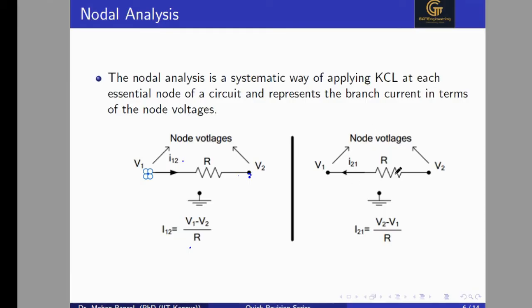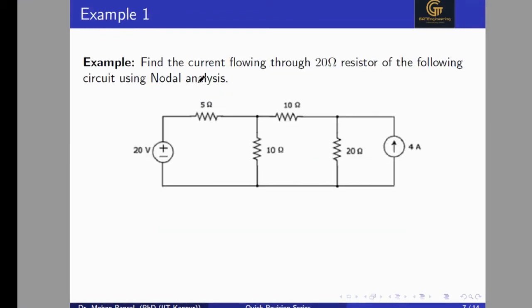Now if the current is flowing in the opposite direction, the expression will be (V2 minus V1) divided by R. So usually in nodal analysis we consider currents leaving from the node. So let's start with more examples.